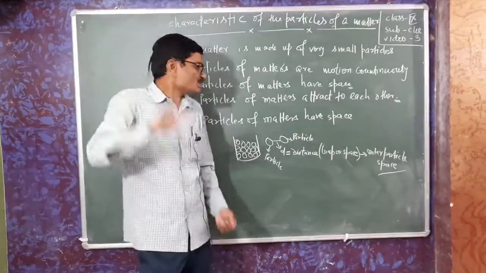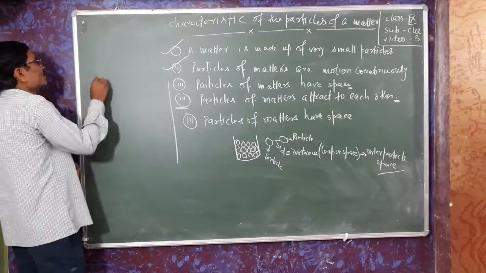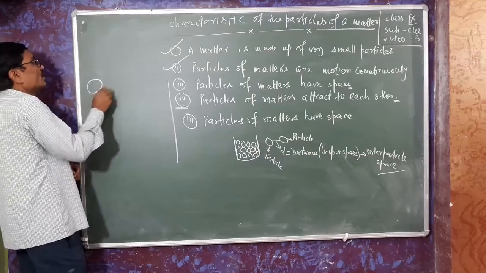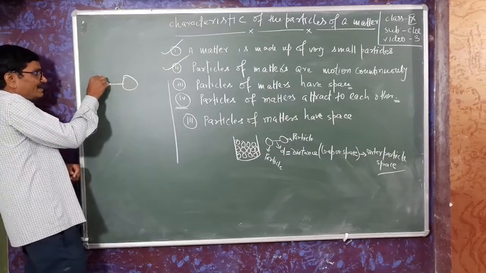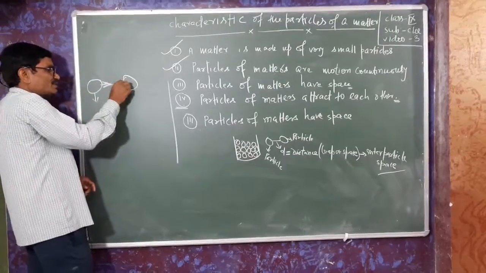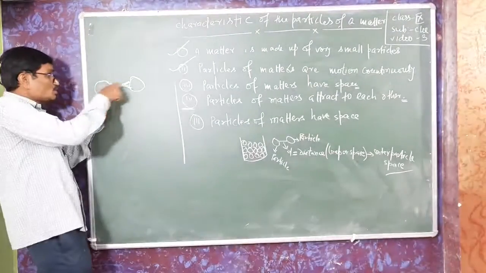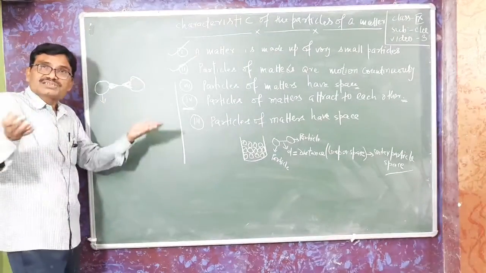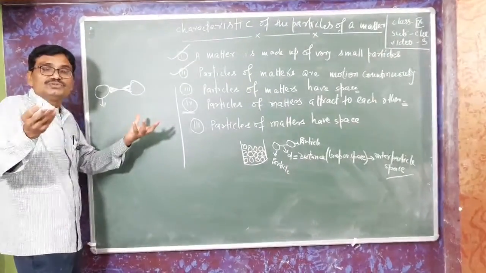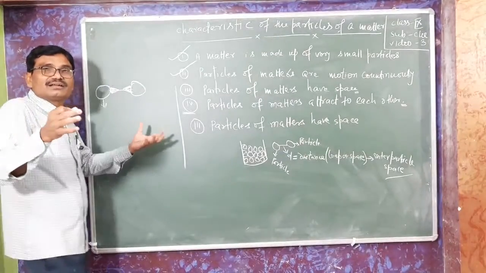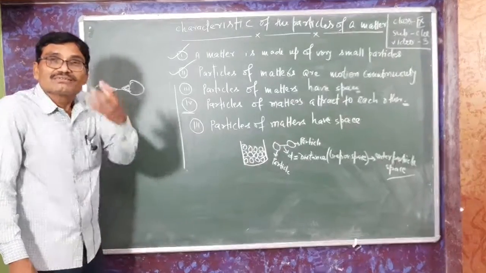It is clear. It means, suppose here are particles and here are particles, they attract each other. The force of attraction acts here because both have mass. These two particles have mass. Due to mass, they attract each other. And also, we know that between two particles of matter there acts the van der Waals force.